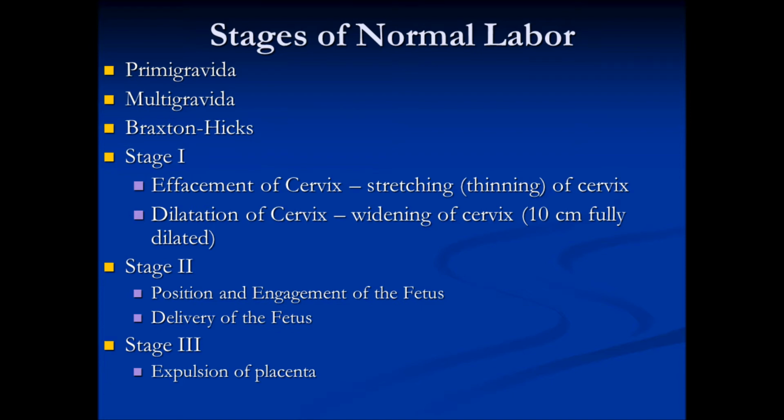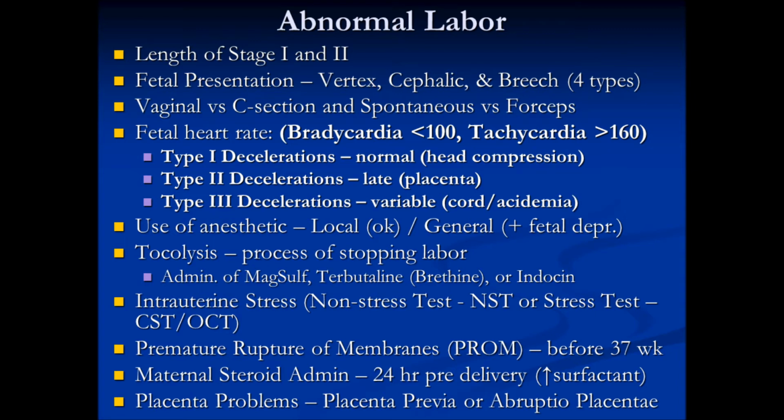Okay, we've talked about normal labor. Now we're going to talk about abnormal labor. And the first thing that can make the labor process abnormal is the length of time that it takes to get through stages 1 and 2. We've all heard of people saying they've been in labor for days on end. Well, that would not be considered a normal labor process.